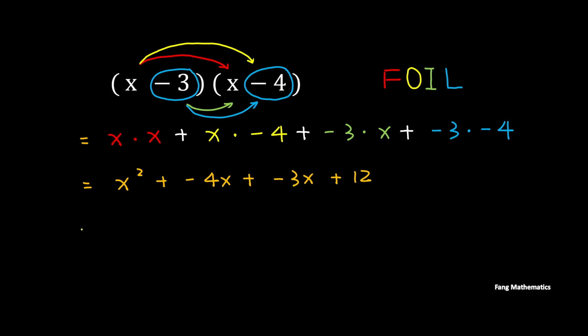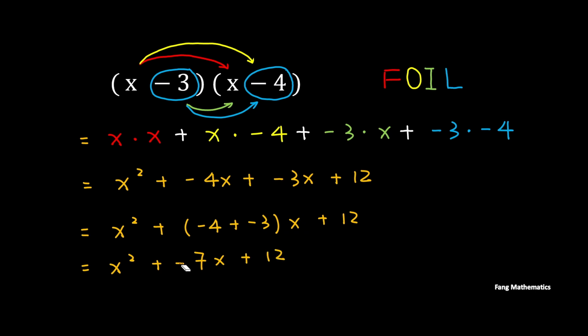And if you are to refer to the linear term we have, I believe they are like terms again. So we are to simplify them. So minus 4 plus minus 3, factor out the x, plus 12. And I believe your final answer should be x squared plus minus 7x plus 12. And remember, plus minus gives you minus, so let's just remove the plus. And that should give you the final answer.